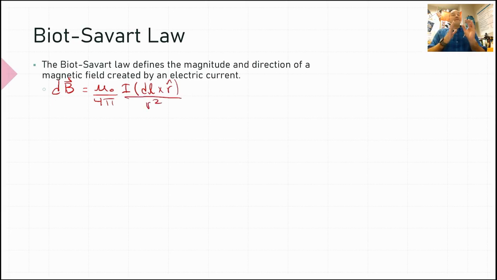Now I know there's a lot going on in this equation. Mu 0 is that magnetic permeability, 4 pi constant. I is the current that is going through the wire. dl is the length of the wire. Now this r hat notation is kind of a strange one. So the thing to remember, r hat is a unit vector along the radius, right? That it has a magnitude of 1.